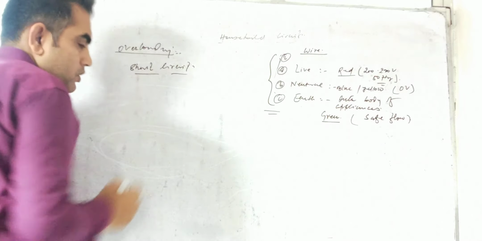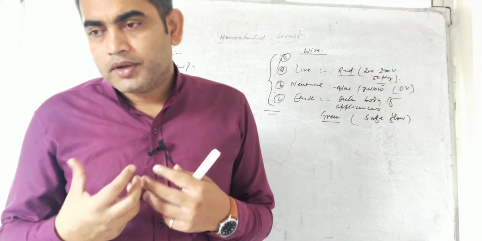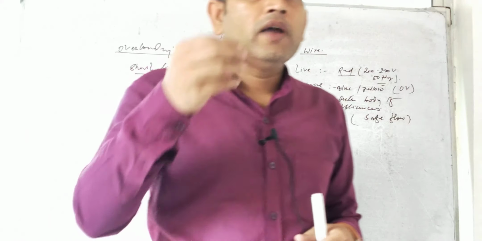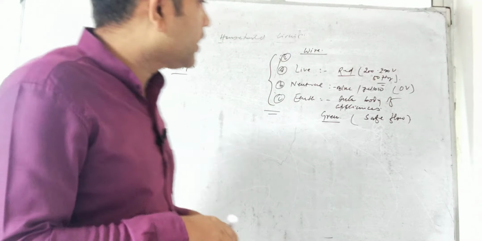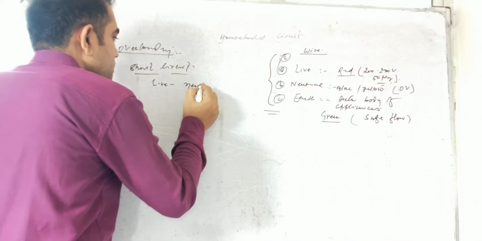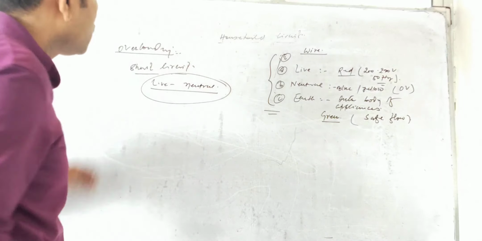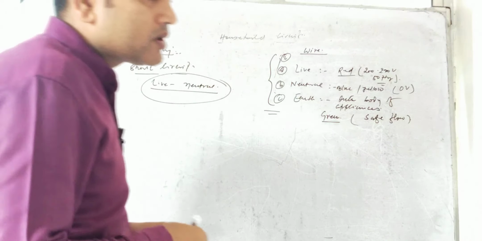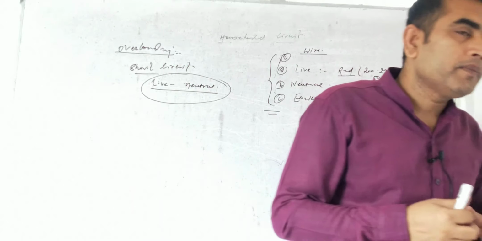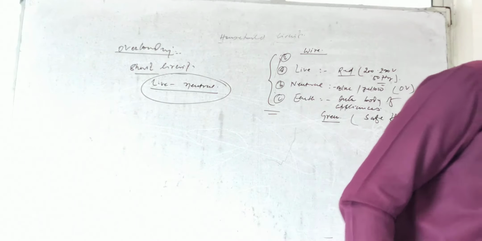Short circuit means whenever there is a faulty device, if due to any reason the live wire comes in contact with the neutral wire, live and neutral both coming in contact, it can lead to fire. That situation is said to be the short circuit.